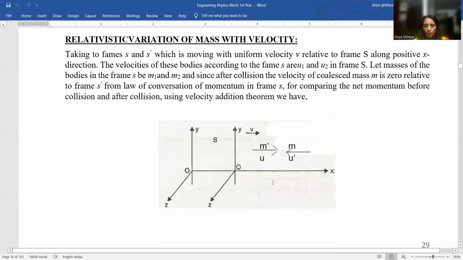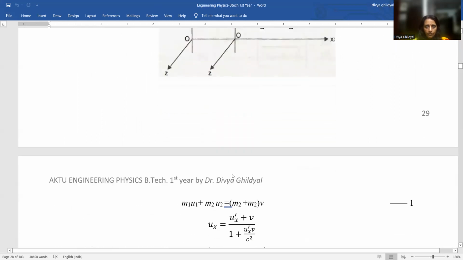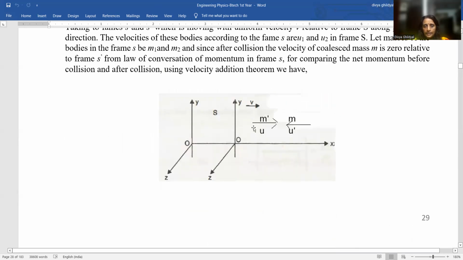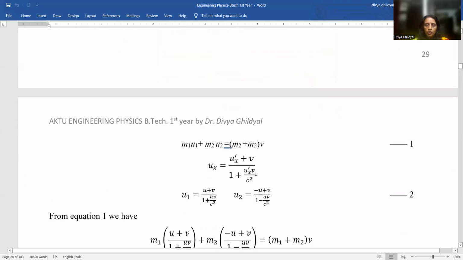So for this, once again, we take a frame of reference S and S dash. We take two particles of masses m dash and m, velocities u dash and u, moving towards each other. And this frame S dash is moving with velocity v. Now we make these particles collide. So from the law of conservation of momentum, momentum before collision should be equal to momentum after collision.